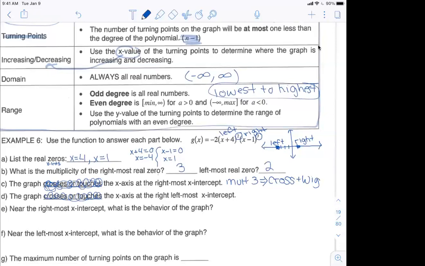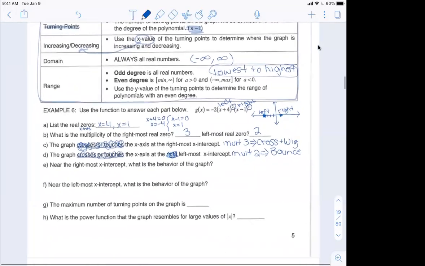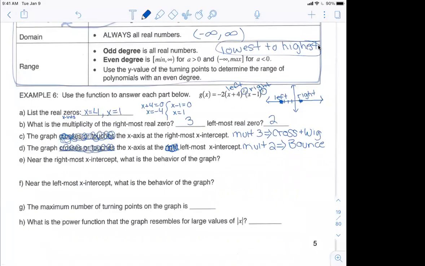The next one says the graph of the x-axis at the right leftmost x-intercept. Take out this word right. So at the leftmost intercept, so we're talking about this one here. Remember this one here had a multiplicity of 2. So it's even. So what does it do at even? It bounces. And then it says near the rightmost x-intercept, what is the end behavior of the graph?